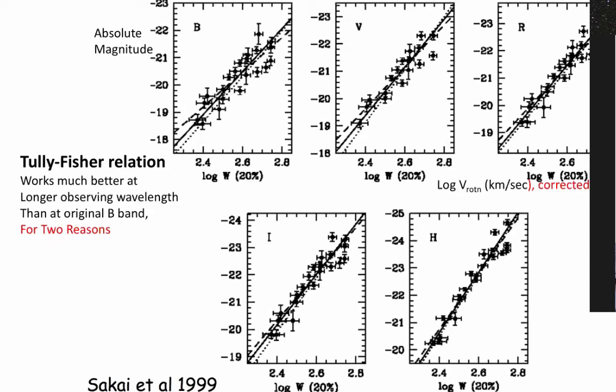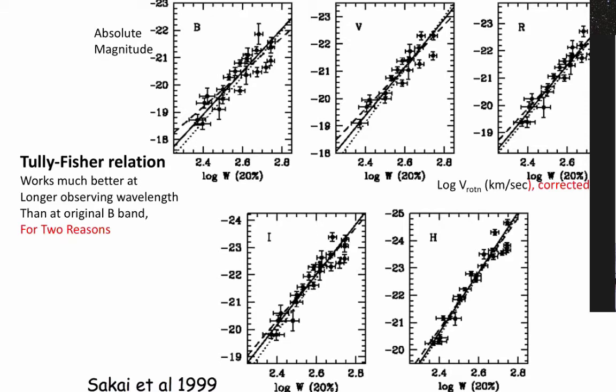Blue light in particular is very badly absorbed and scattered by interstellar dust, and we don't know very accurately how to correct for that. At long wavelengths, not much to correct for, and you've seen this in pictures of the Milky Way. You can see right through everything. That is the number one best reason why the long wavelengths are better.